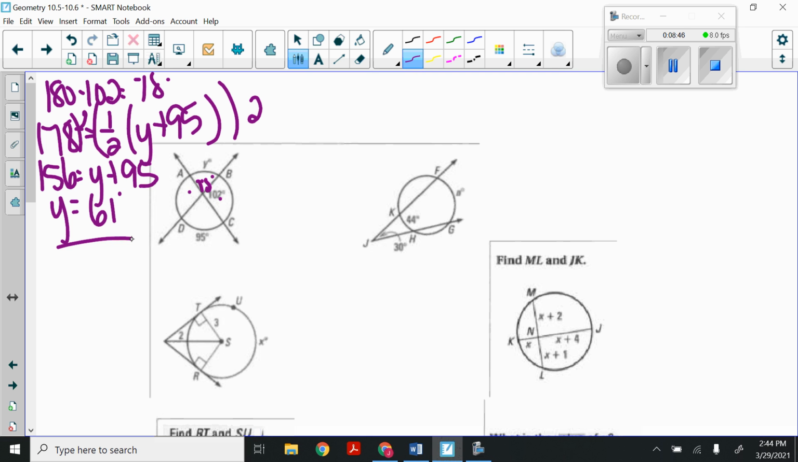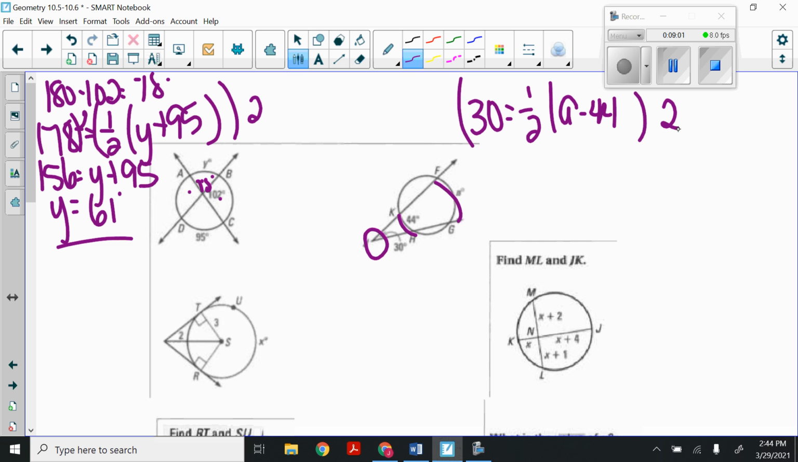This next one, this angle in here is 30. I have 44 in A. So I know that 30 is equal to half A minus 44. Again, multiply everything by 2 to get rid of my 1/2. So I get 60 equals A minus 44. So add 44 to both sides. A is 104 degrees.